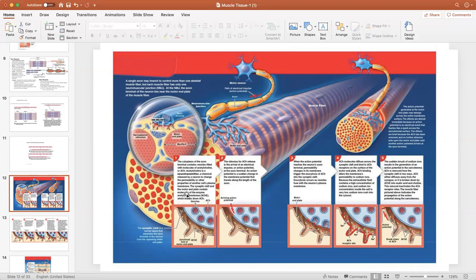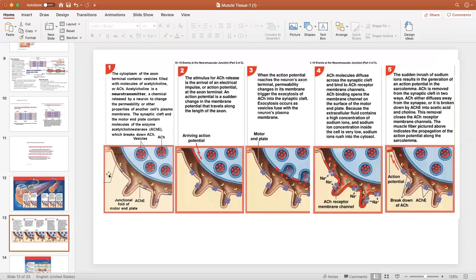This is from your book, so it's probably a clearer picture when you actually look in your book and read that. But here's another explanation of that. So we see the synaptic vesicle. We have the action potential coming down the motor neuron, causing the release of acetylcholine at the synaptic cleft. Acetylcholine attaches to these acetylcholine receptors and opens up the sodium channels. This rush of sodium into the muscle fiber then depolarizes the sarcolemma, which causes the action potential to propagate down the sarcolemma.